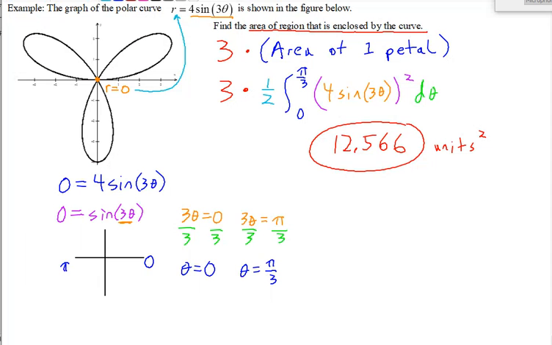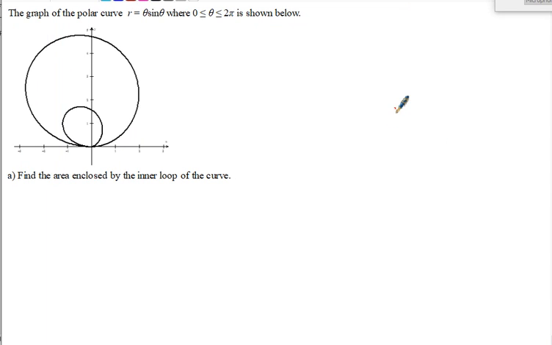All right, let's take a look at the next one here. So this one we've got a few different parts here. So here we've got our polar curve r equals theta times sine theta. This time it does give you the interval, 0 to 2 pi is where it applies. It says find the area enclosed by the inner loop of the curve. So we can see we've got an inner loop right here and an outer loop. Here we want this area, the inner loop.